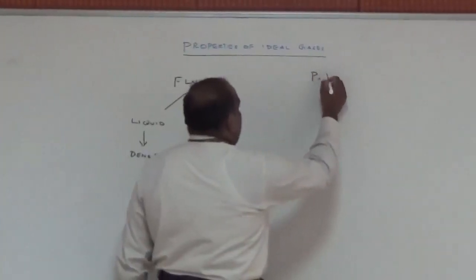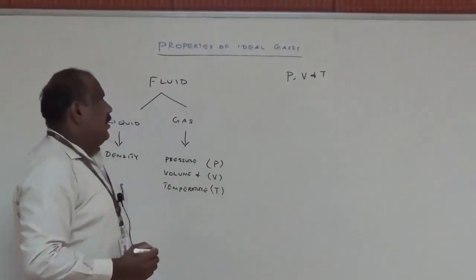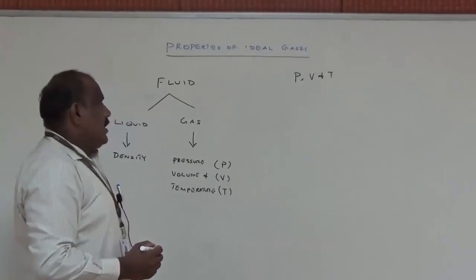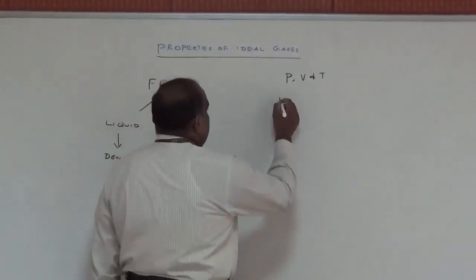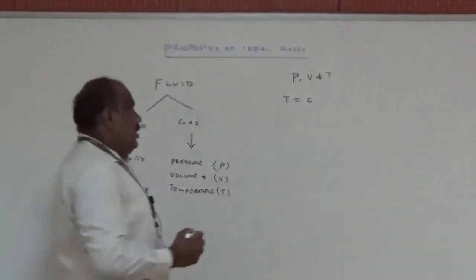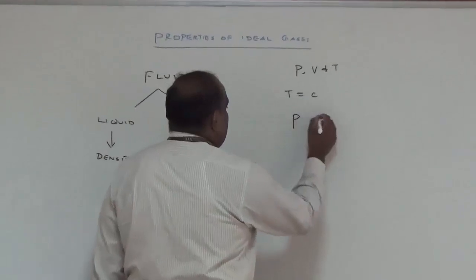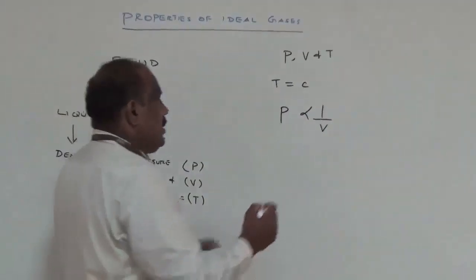To study about these properties, out of these three, we have to maintain one as constant and study the influence of one parameter over the other. So initially let us keep the temperature constant. So what will be the effect of pressure on volume? As we know, the pressure is inversely proportional to volume at a constant temperature for a gas, as given by Boyle's law.